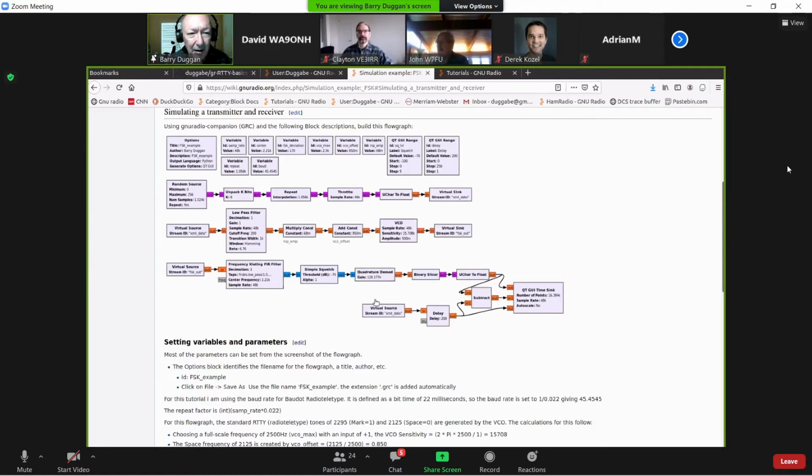This is strictly a software simulation of an FSK transmitter and receiver. And it's one of the tutorials. So I set it up to just have a random source for a bit stream. And this is in bytes. So the unpacked K bits gives me eight bytes with one bit each out of each byte that this random source generates.